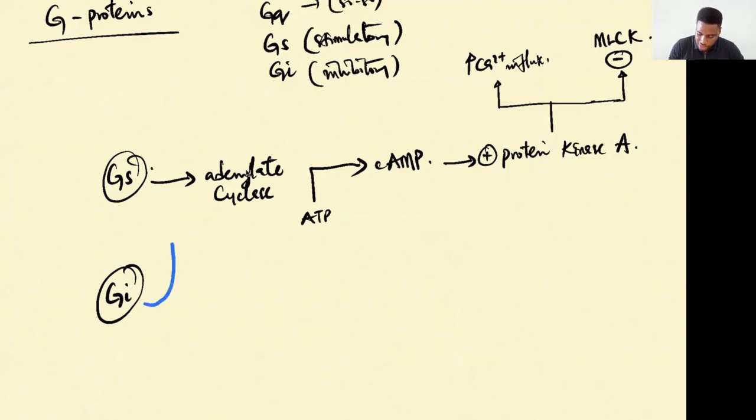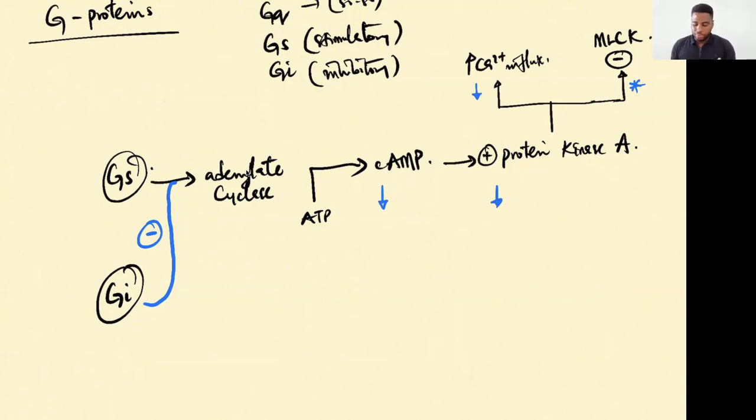GI is an inhibitor of the GS pathway. So it inhibits adenylate cyclase activity, therefore it will decrease cAMP. If it decreases cAMP, it's going to decrease the activity of protein kinase A, so it's going to decrease calcium influx into the heart. It's going to block the inhibition of myosin light chain kinase, so there'll be more activity of myosin light chain kinase. So GI is just the reverse explanation for what GS is.